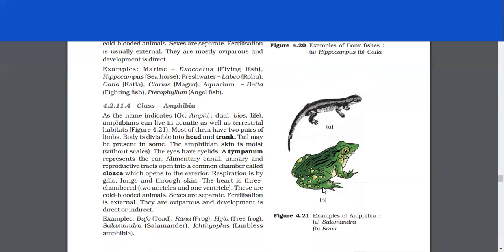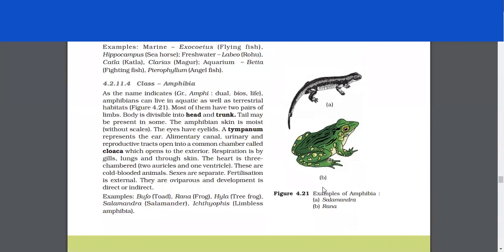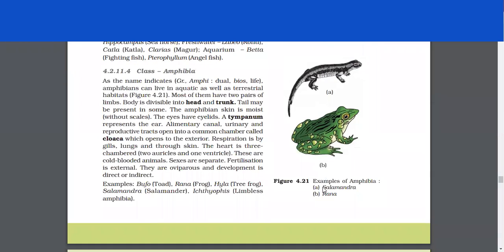Class Amphibia. As the name indicates, amphibians can live in aquatic as well as terrestrial habitats. Most of them have 2 pairs of limbs. Body is divisible into head and trunk. Tail may be present in some. The amphibian skin is moist, without scales. The eyes have eyelids. A tympanum represents the ear.